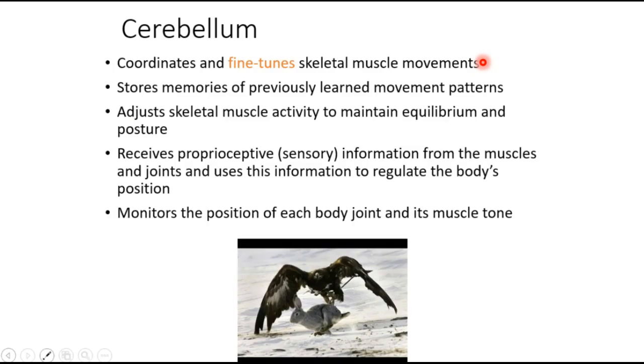Now your cerebellum is going to fine-tune skeletal muscle movement. This is going to do very, very complex movement. When I reorganized this information, one thing that I did was I put that we're going to talk about the cerebellum, and then I'm going to talk about other parts of the brain that also do motor. We've already seen one part of the brain that does motor function. We saw our precentral gyrus, which has our primary motor cortex on it, and that executes a movement.